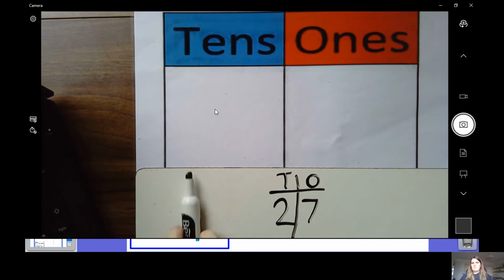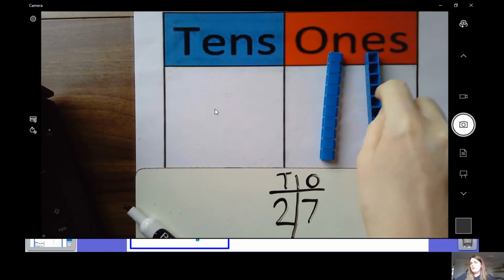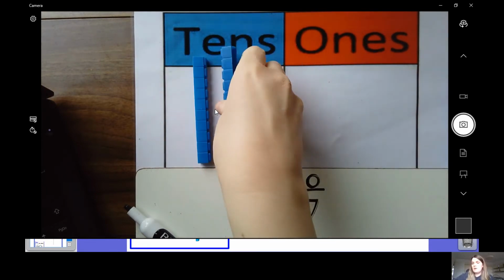What do I need to do now? I need to put my tens in. How many tens am I putting in? 2 tens. Okay. Perfect. I've put my 2 tens in. The tens need to go in the tens column. That's not the tens column. Very good. Thank you. So I've put in my tens.